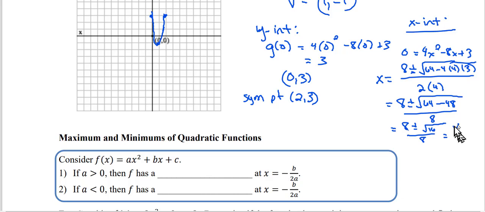Interesting. I was not expecting that. 8 plus or minus 4 over 8. 12 over 8 or 4 over 8. So we have 1 1/2, 3/2, or 1/2. They're right in the middle of those. Right there in the middle. This picture is not a great one.